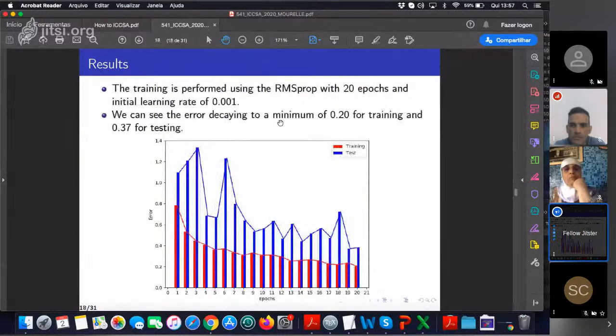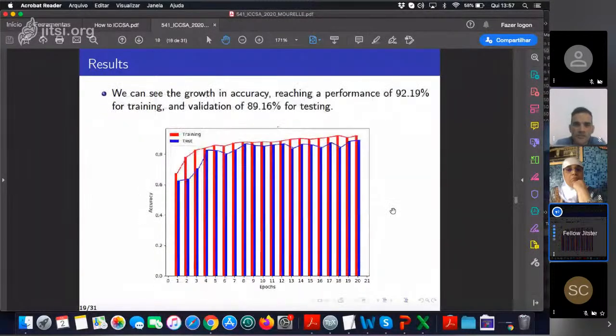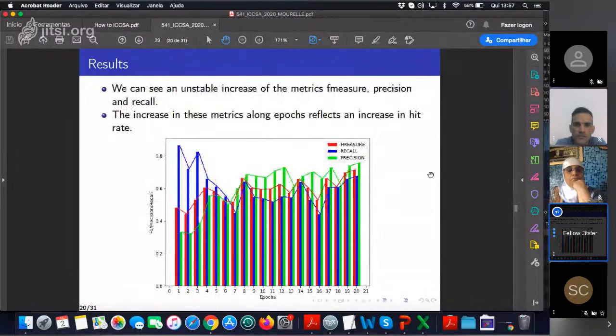The training is performed, in this case, using RMSprop with 20 epochs and an initial learning rate of 0.001. Also, we can see error decaying, both for training and for testing. We can see here the growth in accuracy, reaching 92% for training and 89% for validation. There is an unstable increase of the metrics F measure, precision, and recall. So this increase also reflects an increase in hit rate.